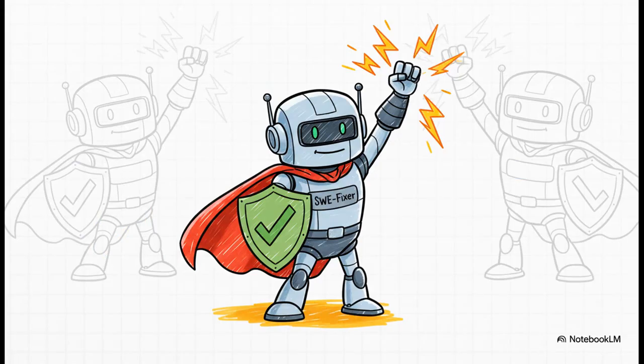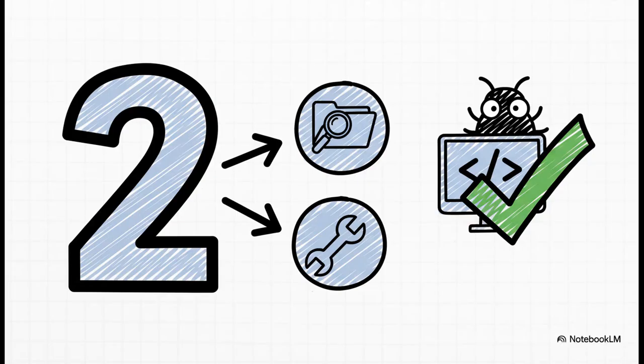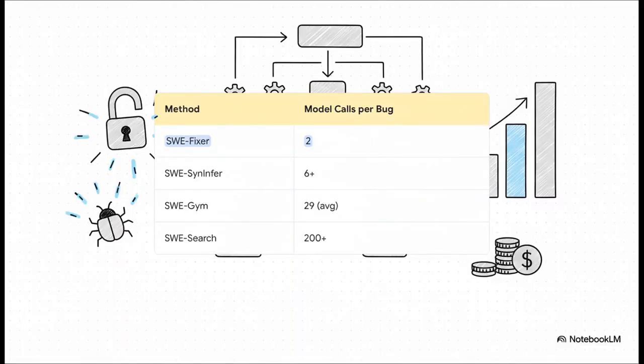But you know what? That top-of-the-line accuracy isn't even the biggest story here. The real superpower, the thing that makes you sit up and go, wait, what? Is its mind-blowing efficiency. And it all comes down to this one number. 2. Just 2 AI model calls. That's it. That's all it takes for SWE-Fixer to fix a single GitHub issue. One call to find the right files, one call to write the fix. Done.